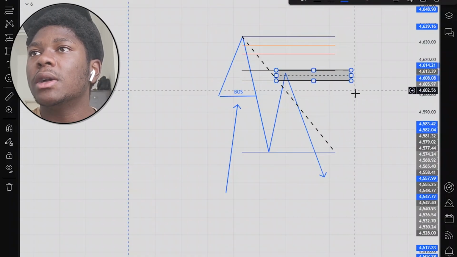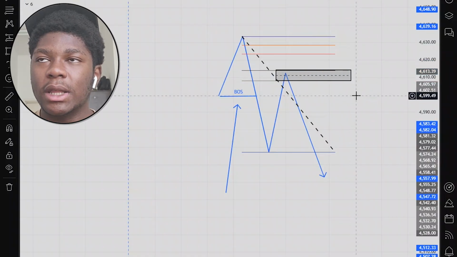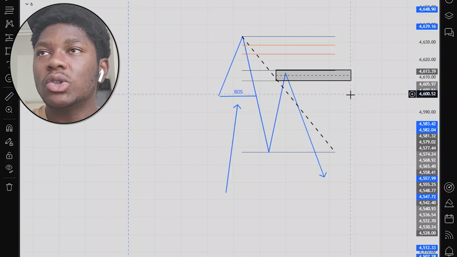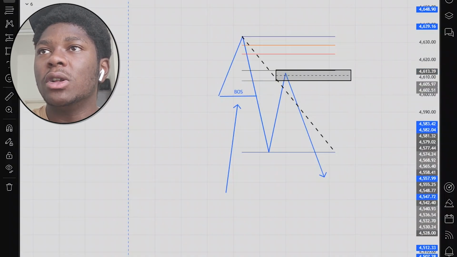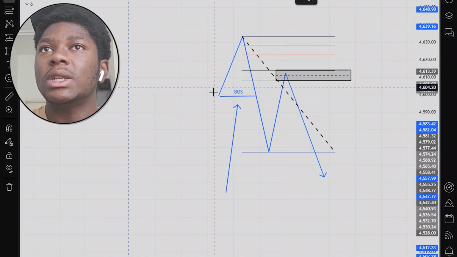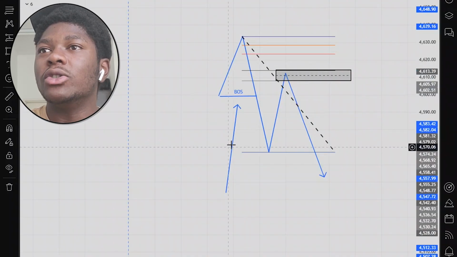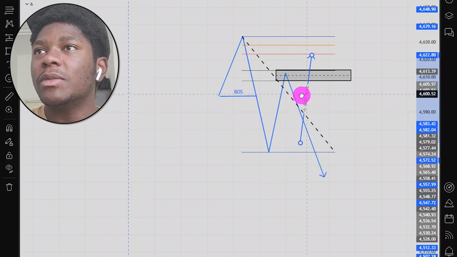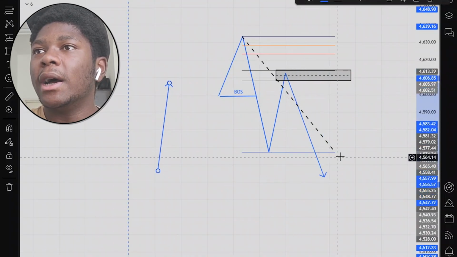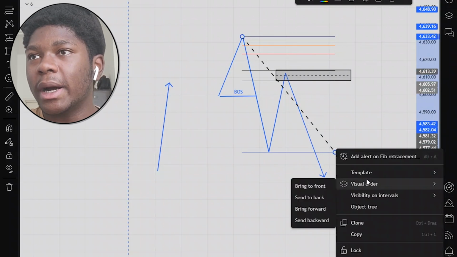For me, that's ideally the golden pocket for any sort of entry, and I usually place my stop loss right here at the red line.